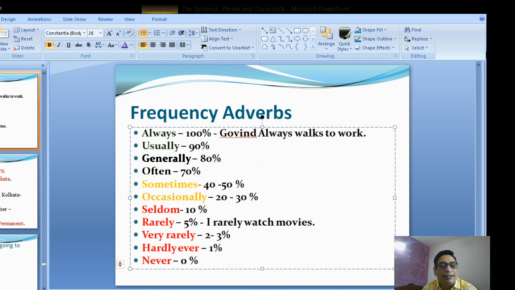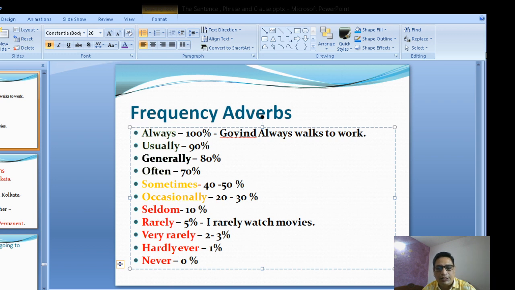Now, seldom, 10% of times. Only 10% of times he is going to walk. So Govind seldom walks to work. It means 90% of times he is not going to walk to work, and 10% of times he is doing it. Govind rarely walks to work.